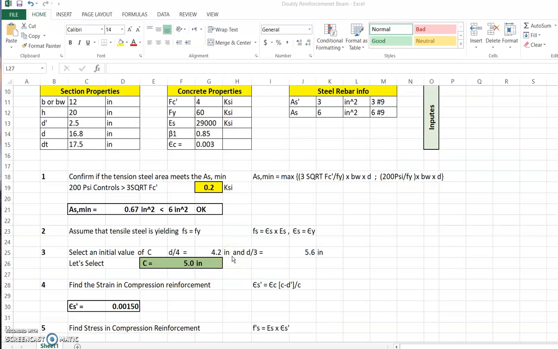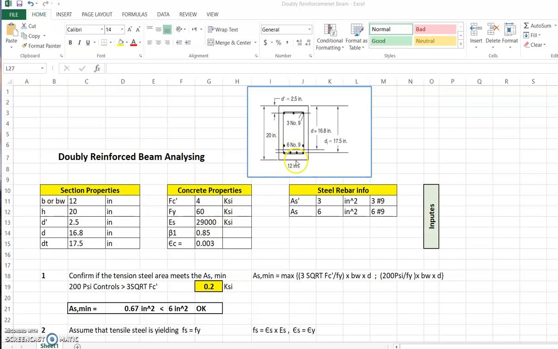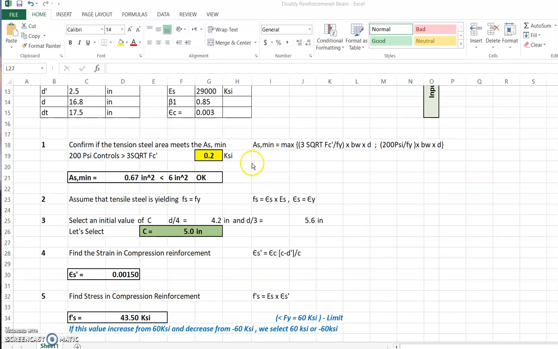The next step is to assume that tensile steel is yielding. So assume that these 6 number 9 that we have here are yielding. So our Fs has to be equal to Fy, which is the yield strength of the steel rebar.